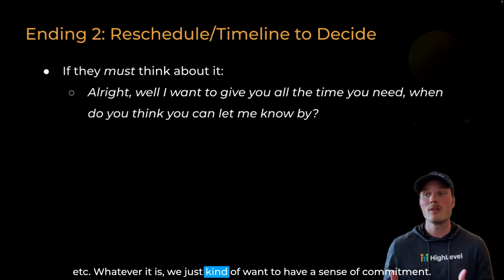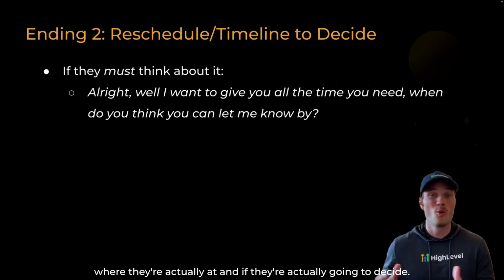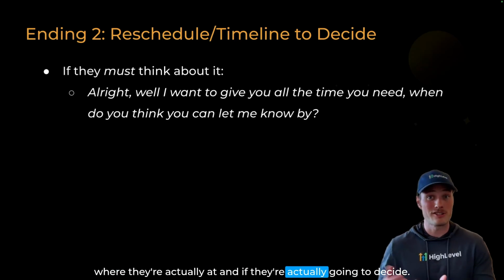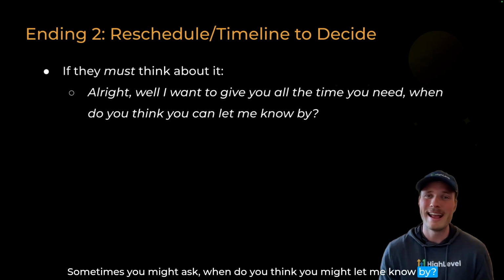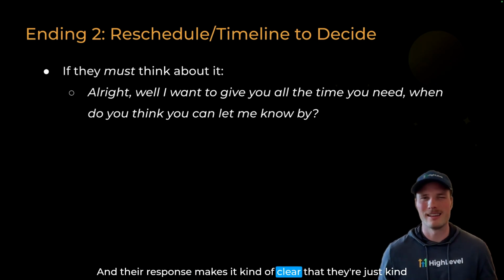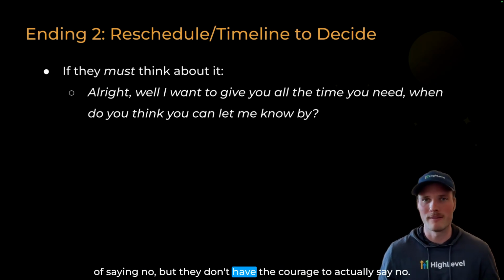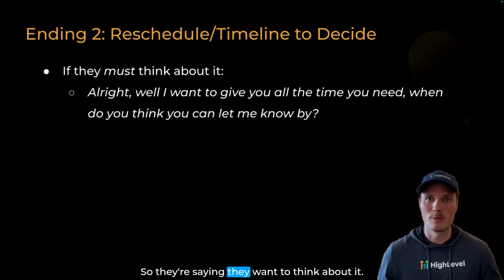Whatever it is, we just kind of want to have a sense of where they're actually at and if they're actually going to decide. Sometimes you might ask, when do you think you might let me know by? And their response makes it kind of clear that they're just kind of saying no, but they don't have the courage to actually say no. So they're saying they want to think about it.